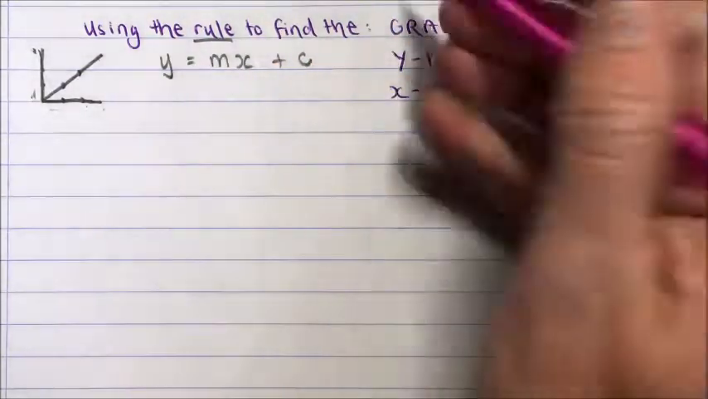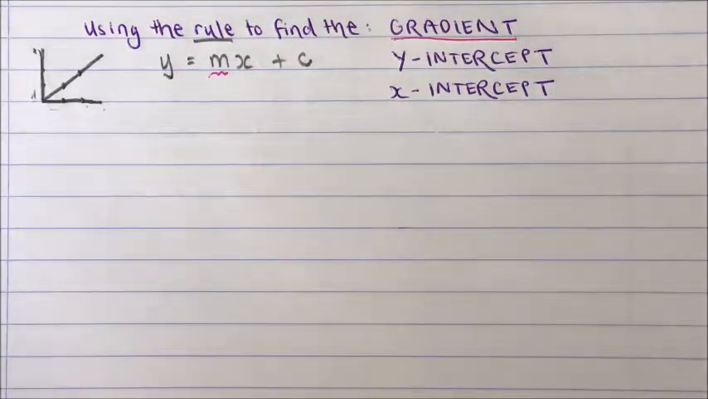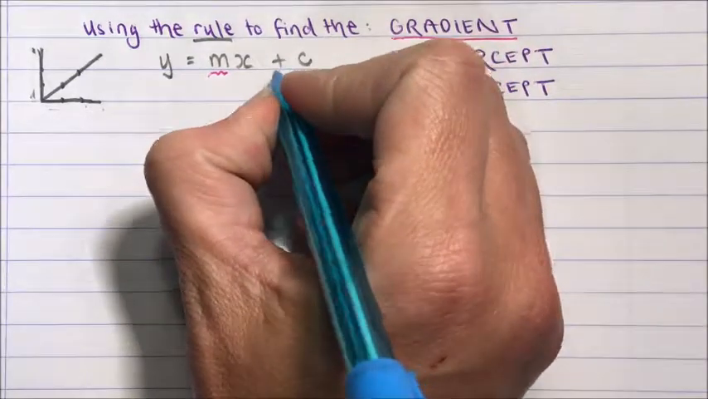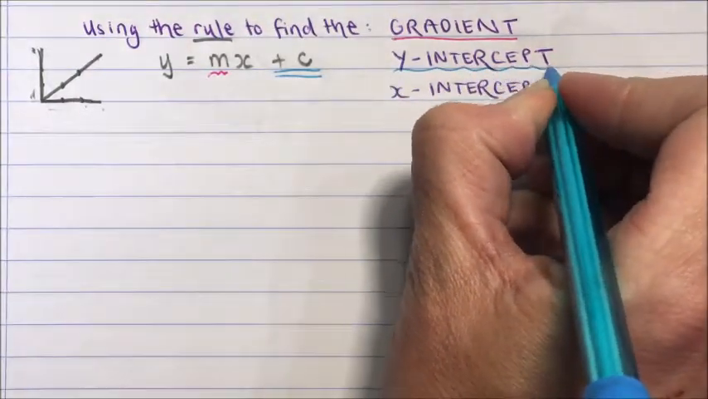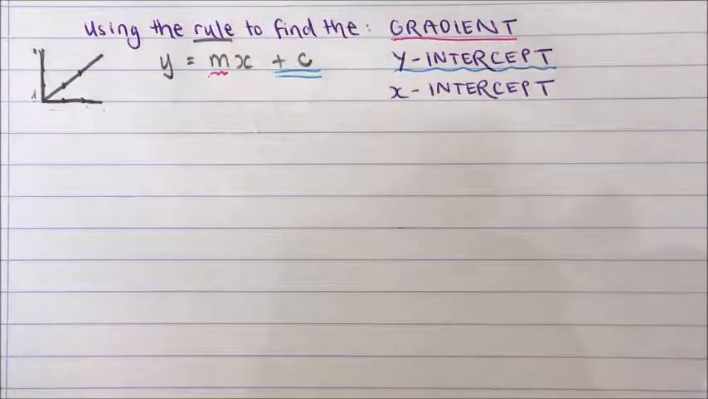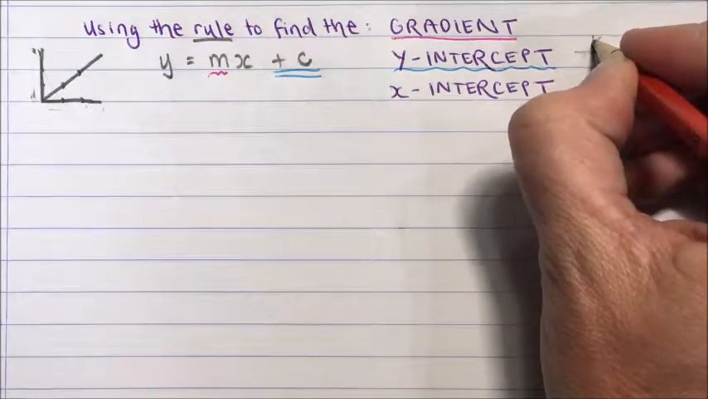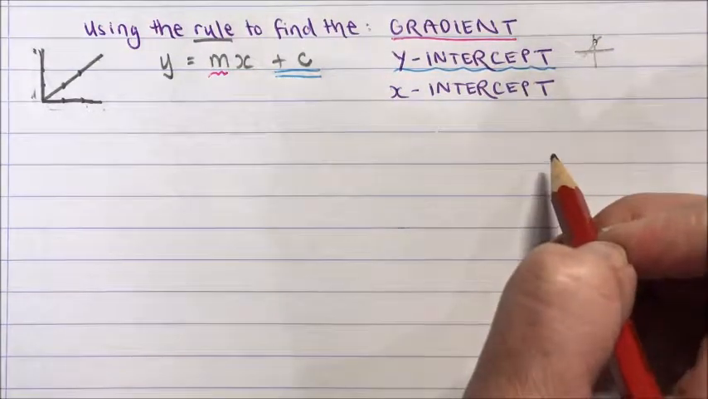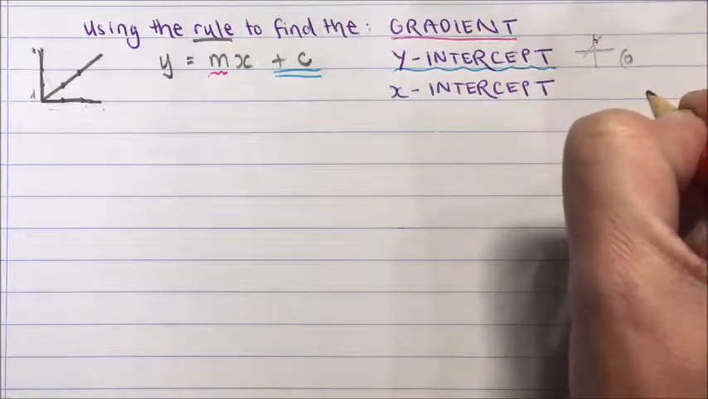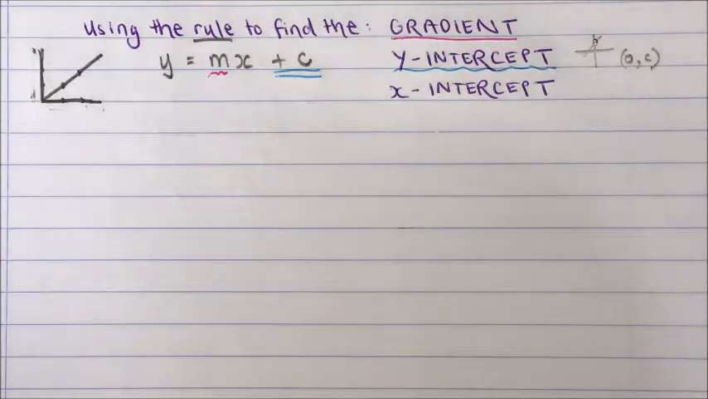where m is the gradient and plus c, or minus c as it might be, if the gradient is negative, is the y-intercept. So remember, the y-intercept is where the line crosses the y-axis. So it'd be that little point there. So where the line crosses the y-axis, x always equals 0, and y always equals whatever c is.